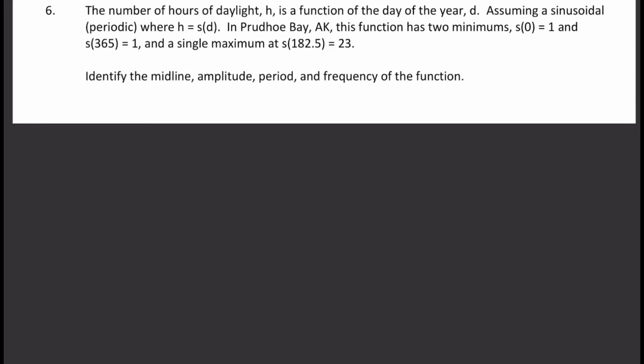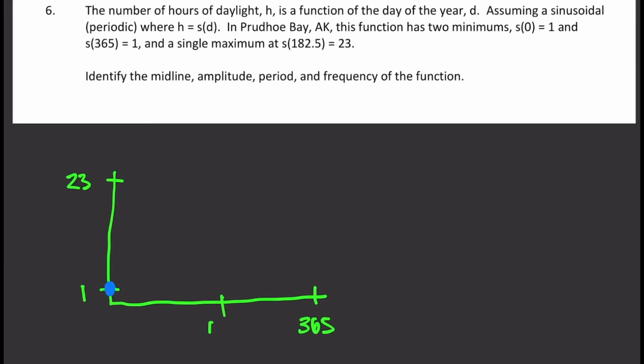So what I'm going to do here is make a quick sketch of this. We go from 1 to 23, and s of 0 is 1. So I'll use a different color. And then I have 365 here. Half of that's 182.5. Half of that is 91.25. And between these two, that's going to be 273.75.